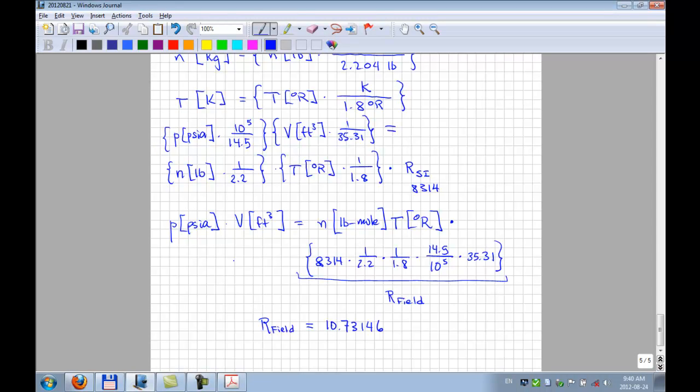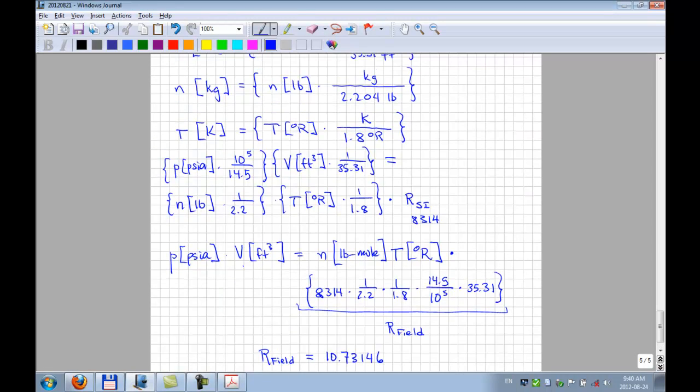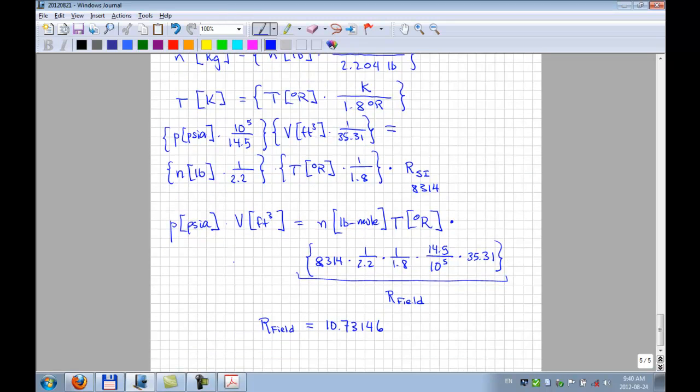So this is a simple example of how, given an equation with a certain set of units in the variables in the equation, if you want to change the set of input values to the variables in that equation, you can determine the new constant that's required to end up with the correct result.